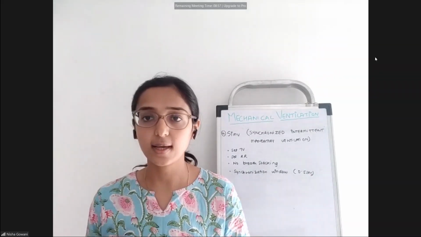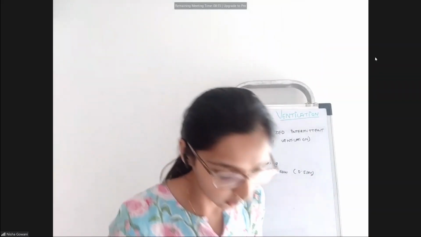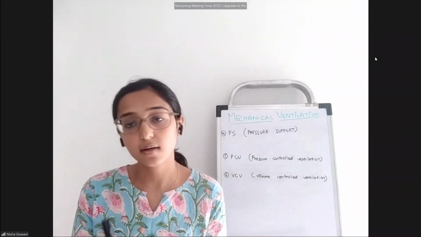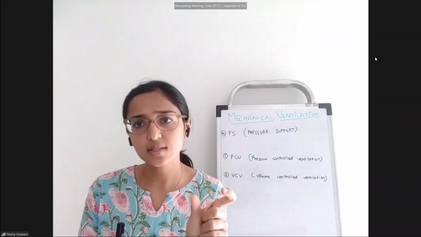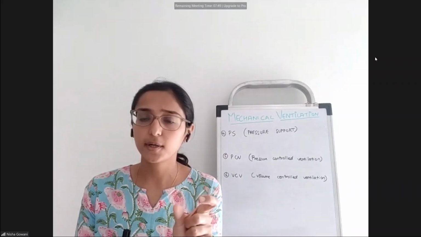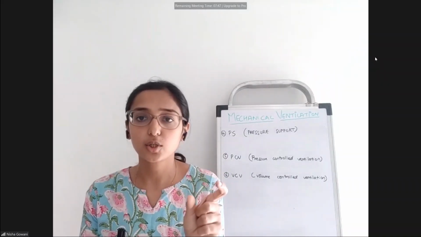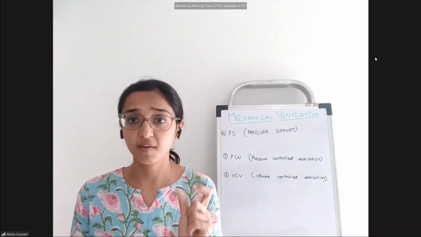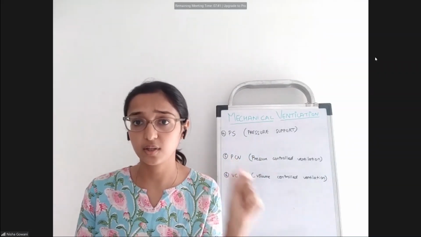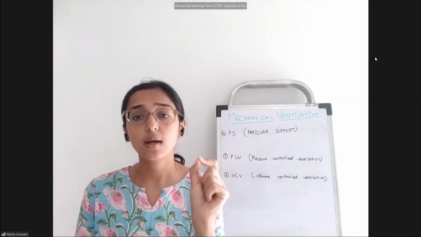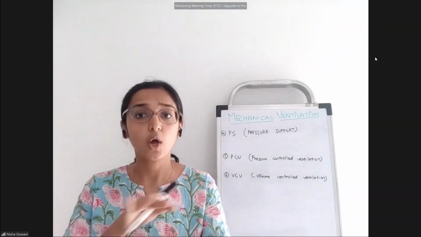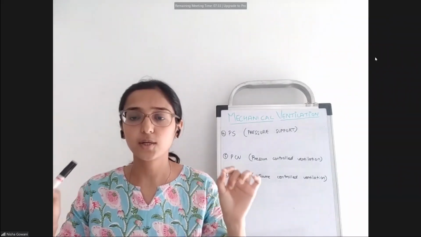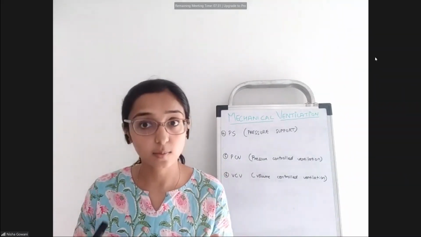Okay, let's look at the next mode, which is the pressure support mode. This is again a weaning mode of ventilation. A pressure is set on the ventilator. That particular pressure support will be given to the patient every time the patient tries to take a breath. So with pressure support, the only factor that you are inserting into the ventilator is the pressure at which the support has to be provided. No respiratory rate is entered, no tidal volume is entered, just the pressure with which the breath of the patient has to be supported.